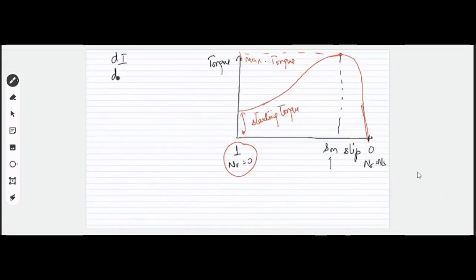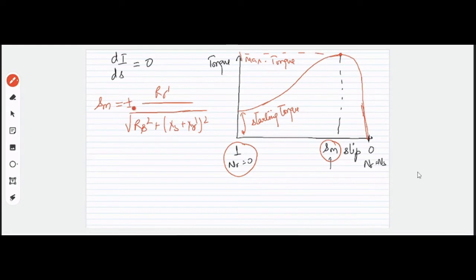So differentiating the torque expression with respect to slip and equating it to 0, we will get an expression for the slip at which maximum torque will occur. It will be equal to plus or minus R_R dash over the square root of R_S square plus (X_S plus X_R dash) square. This will be the value of slip.